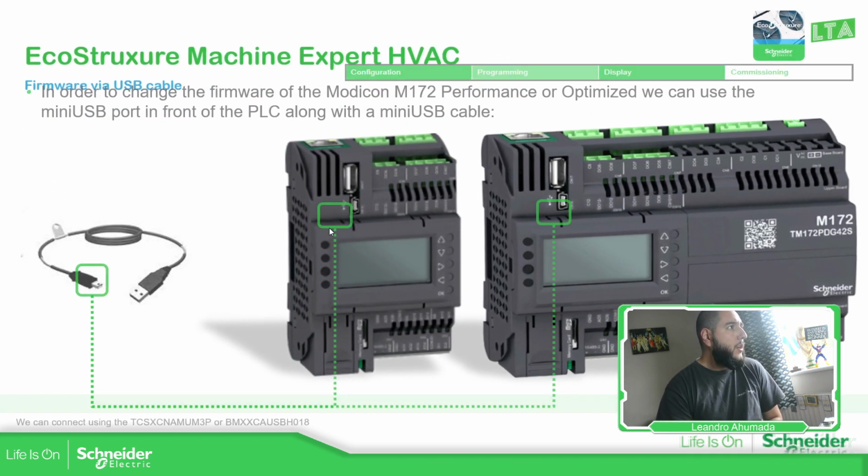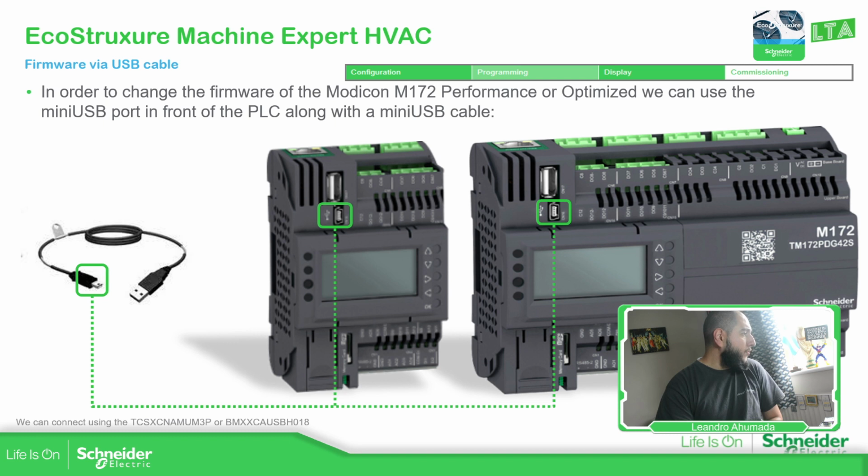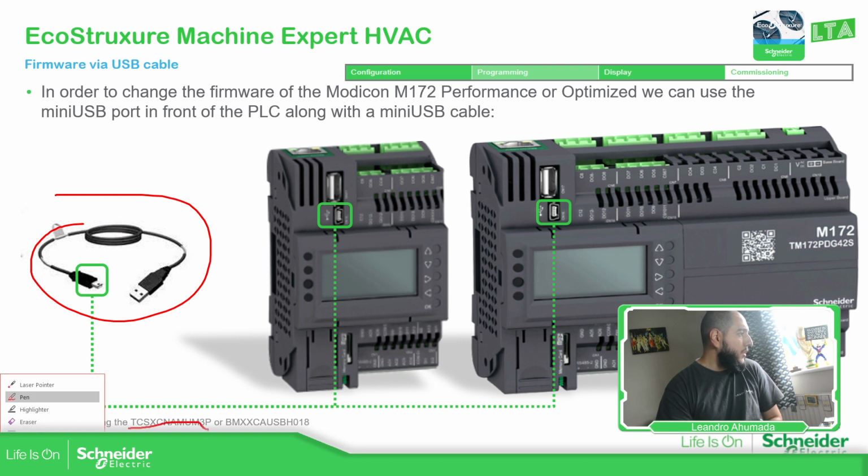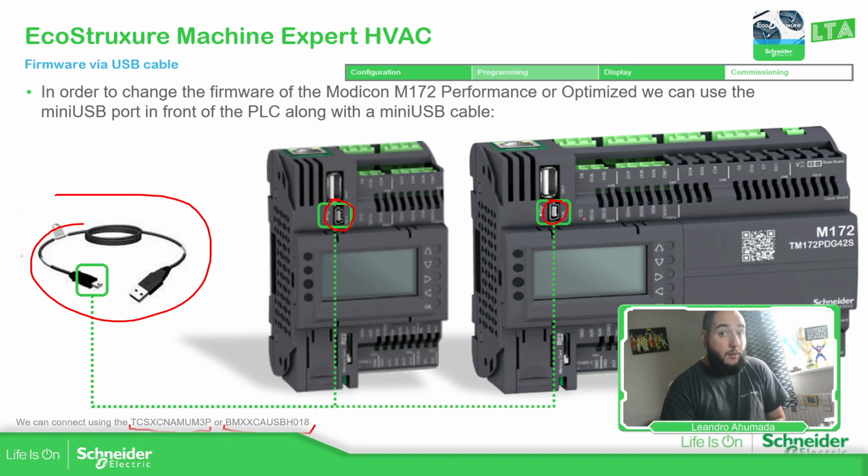So the idea is to use a USB cable. It can be one of the Schneider ones with this reference, or this one. Once you have the USB cable, because it's not only for charging as on a standard cable, it has the data. So in the front part we have the port for the mini USB, so we can connect to the controller and then change the firmware.